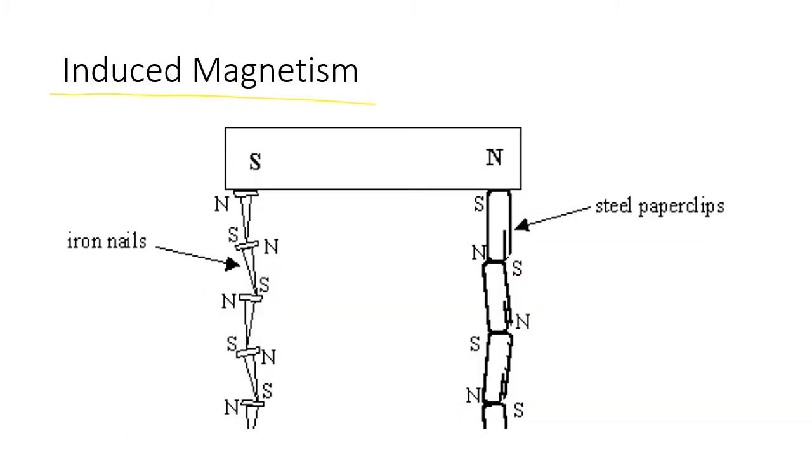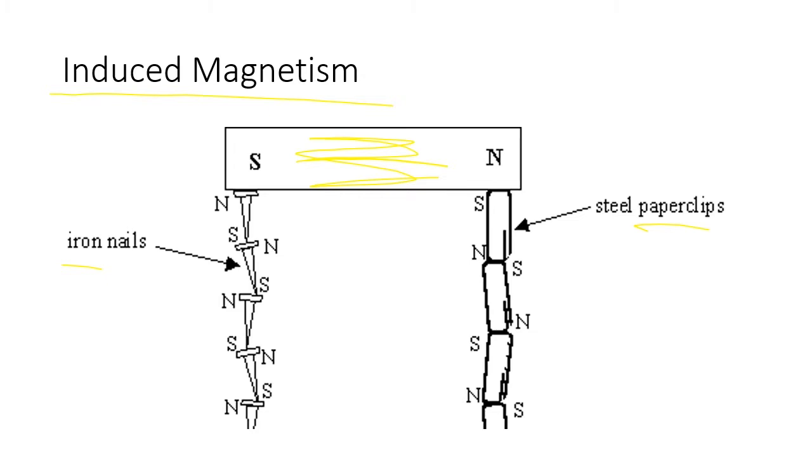So this is the idea of induced magnetism. Our iron nails or our steel paper clips are not in and of themselves magnets. This is a magnet. They are not magnets, but because we've brought them close to a magnet, because we've brought them into a magnetic field, lots of their domains within the bit of iron or within the bit of steel will start to line up, and they'll line up so that they attract to the magnet we've brought close.